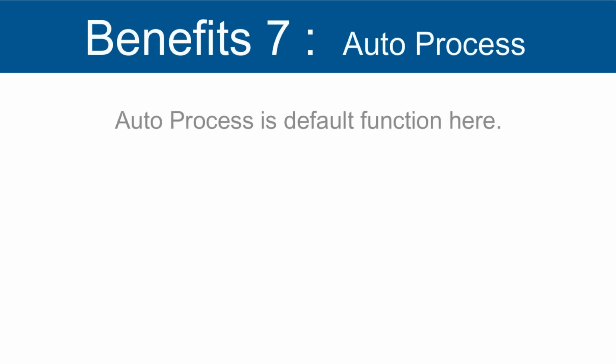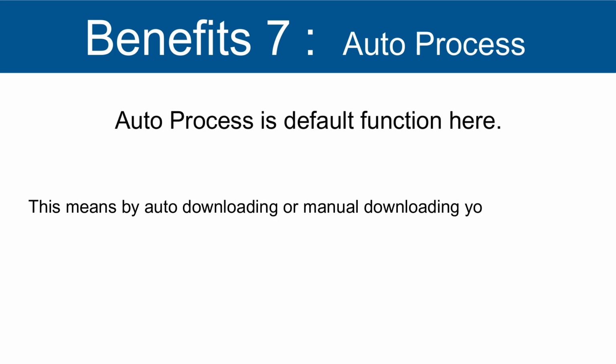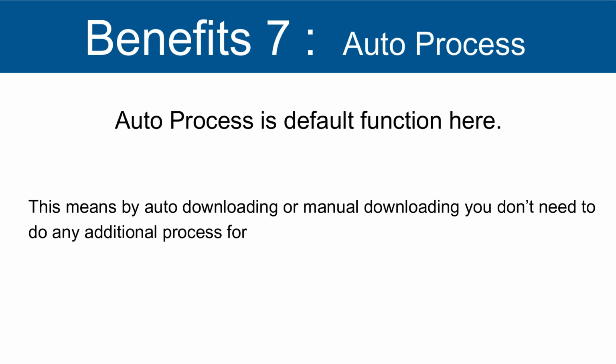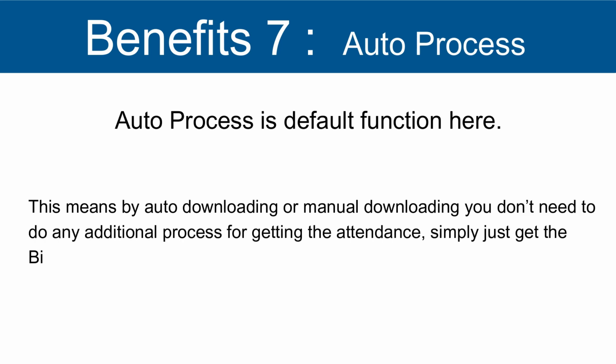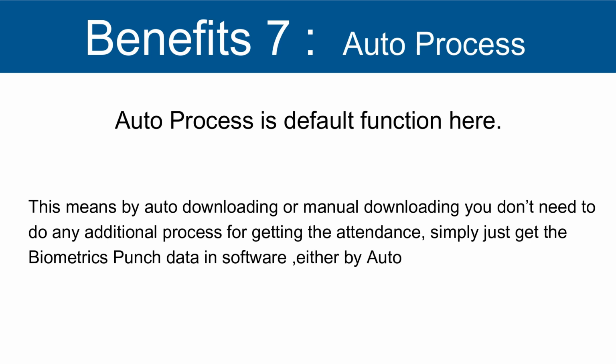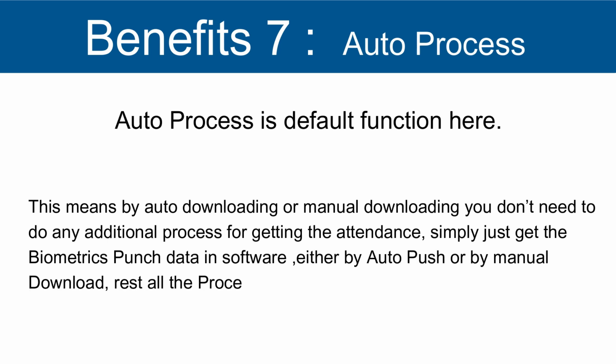Now let's have a look at benefit number 7, that is auto process. The auto process option is also by default here in this Real-Time Tracker 11.0. This means by auto downloading or manual downloading, you don't need to do any additional process for getting the attendance report. You simply get the biometrics punching data in the software either by AutoPush or by manual download. The rest of the process will be done by the software automatically.